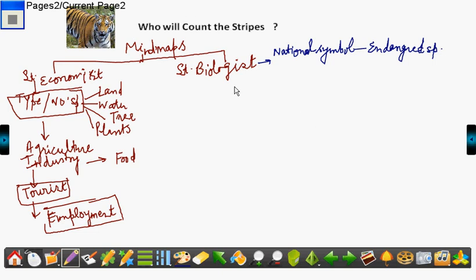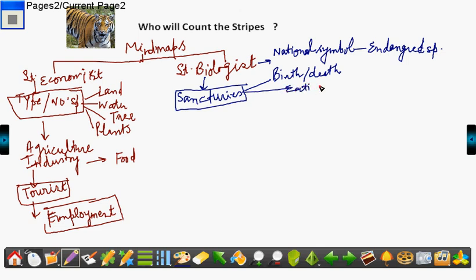So what we need is, we need to have sanctuaries. Okay, specified area by the government. So we need to have wildlife sanctuaries where we can have the check over birth and death of the animal. We can have check over eating habits.